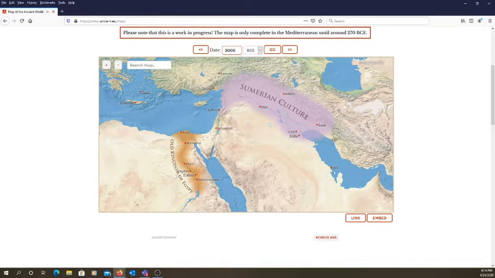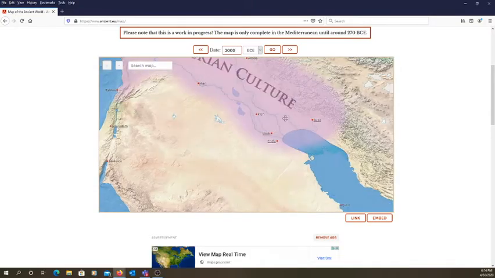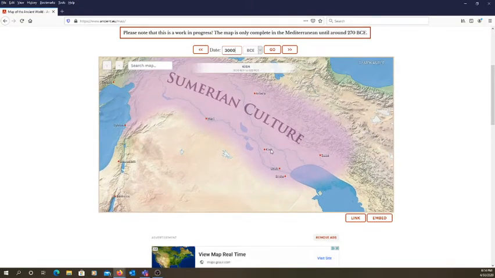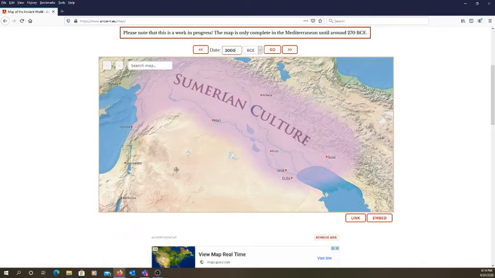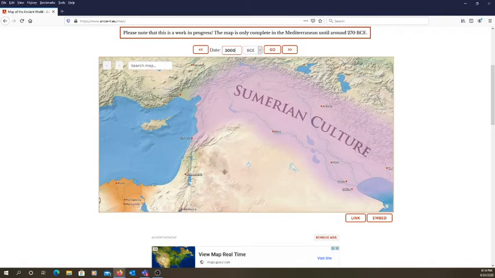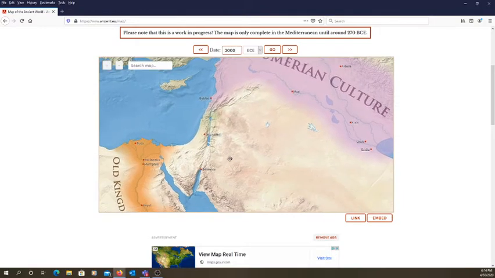The city of Uruk is there, which also means the city-state of Ur should be on the map as well. There's Kish. So Abraham has made his journey, and he's established, the Jews have made their journey, and we're going to see Jerusalem established very soon.